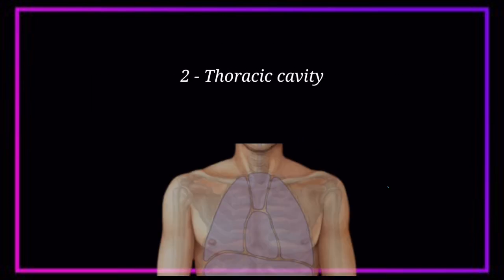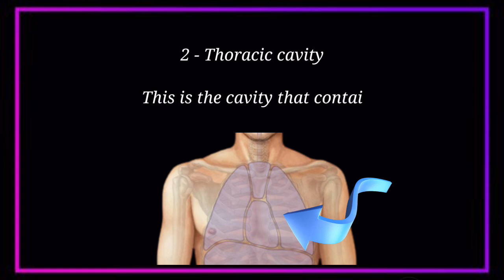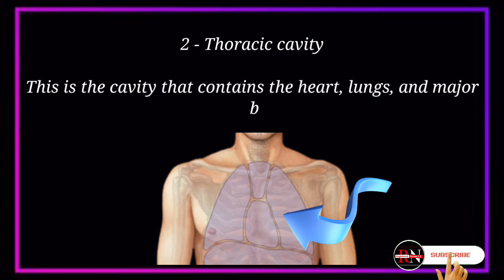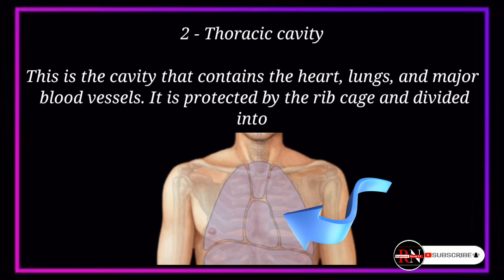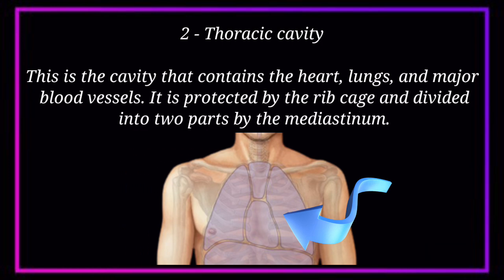Number 2. Thoracic cavity. This is the cavity that contains the heart, lungs, and major blood vessels. It is protected by the rib cage and divided into two parts by the mediastinum.